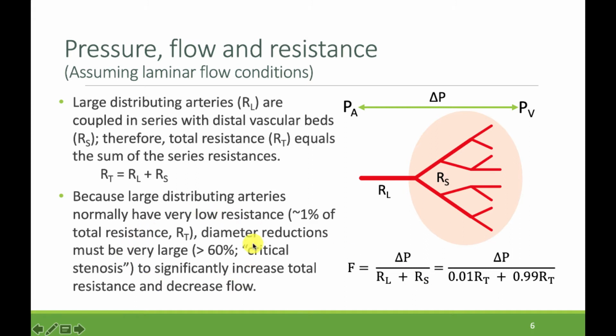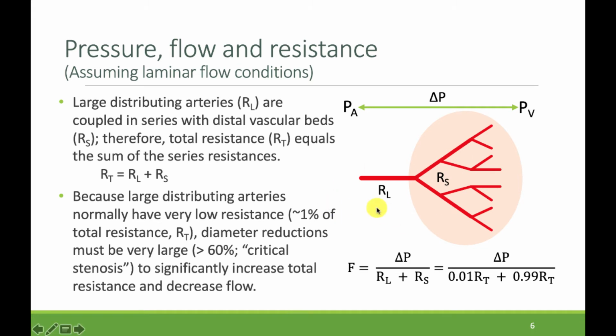I said in an earlier slide that normally the distributing artery has a very low resistance. It's approximately 1% of the total resistance of this unit. And because it comprises such a small fraction of the total resistance, diameter reductions must be very large in order to significantly affect the overall resistance. And that can be shown quantitatively by plugging in some numbers here.